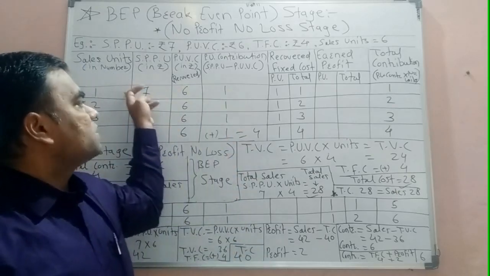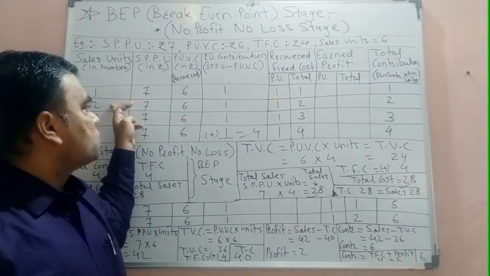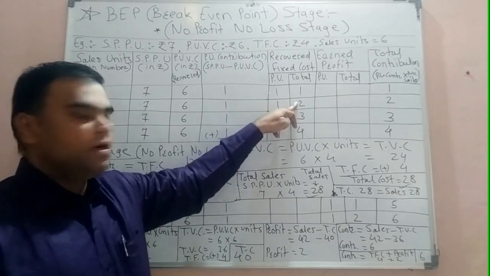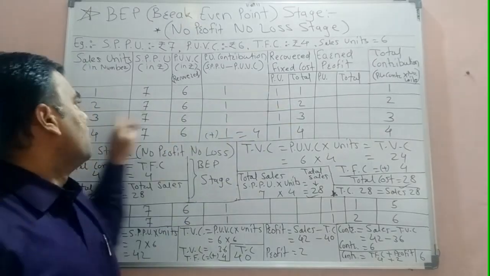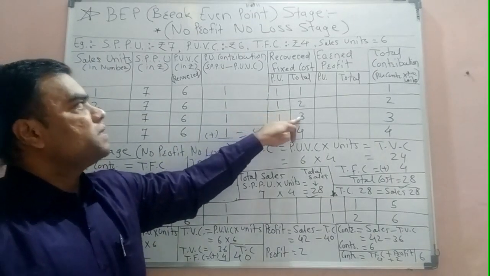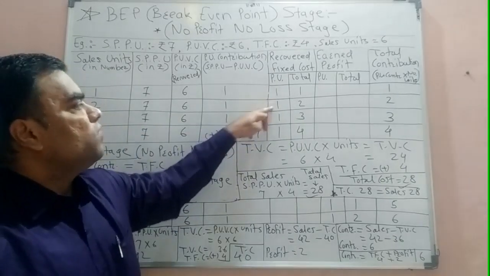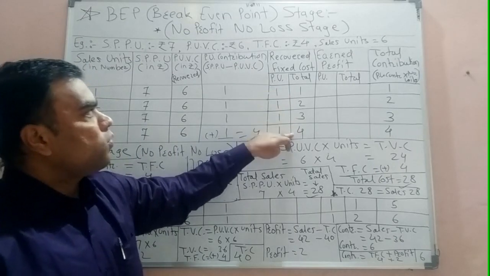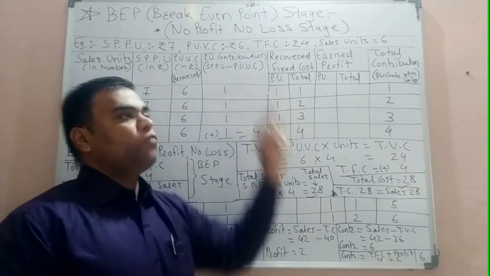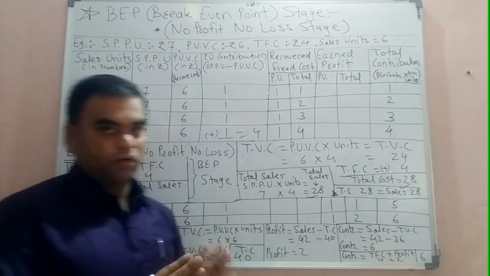So when we sold the first unit, we recovered 1 rupee of fixed cost. When we sold the second unit, then 1 and 1, total 2 rupees of fixed cost we have recovered. When we sold the third unit, 1, 1, 1, total 3 rupees fixed cost we have recovered. When we have sold the fourth unit, then 1, 1, 1, 1, total 4 rupees fixed cost we have recovered, and total fixed cost was rupees 4. Means the complete fixed cost we have recovered.